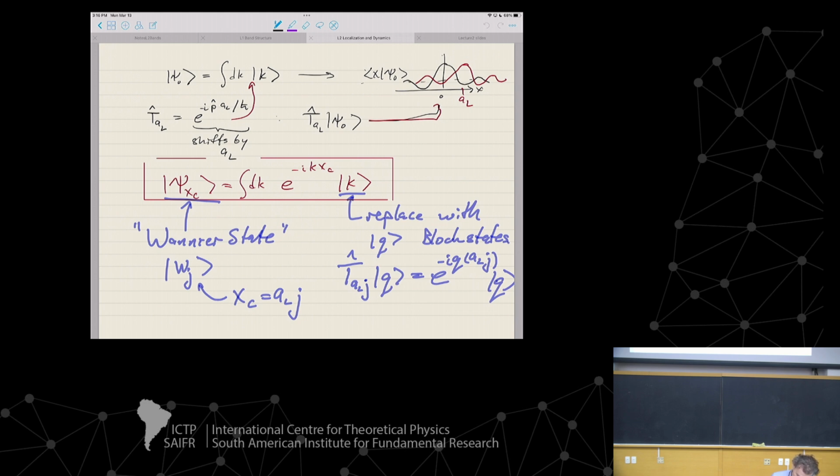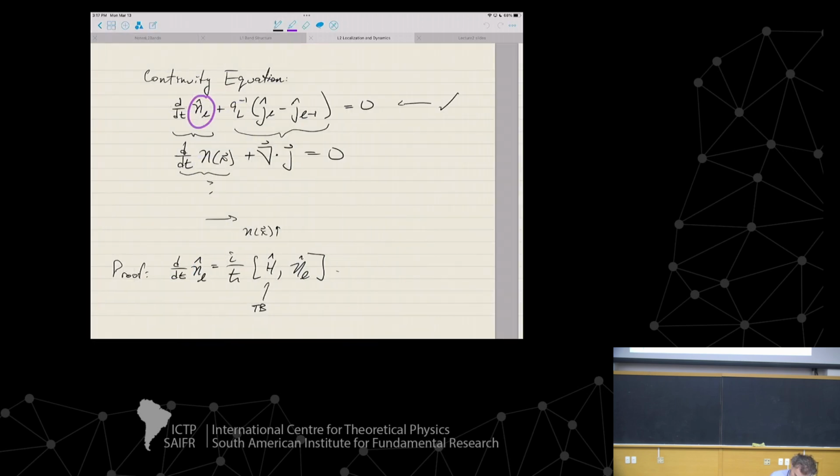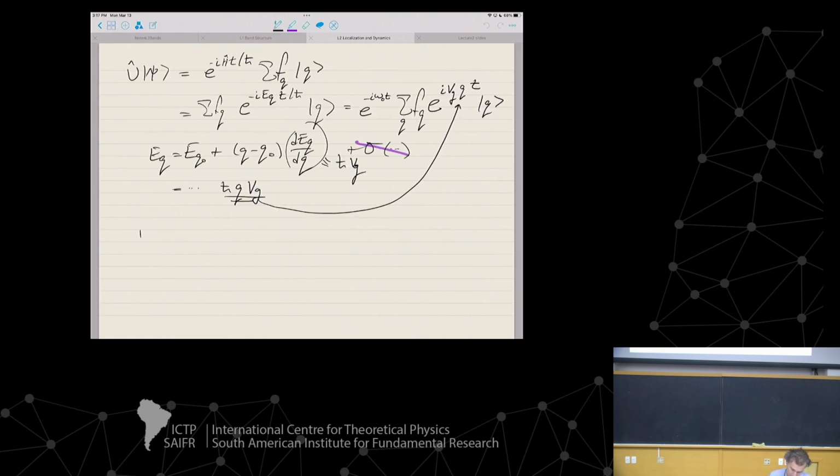So I've told you that there's this translation operator, and you can see that coming up here again, where I have e to the i q xj, and so this is just a translation of each of these states, okay? So this is a translation.